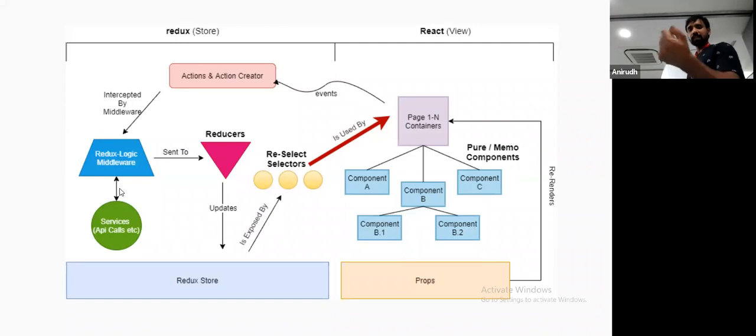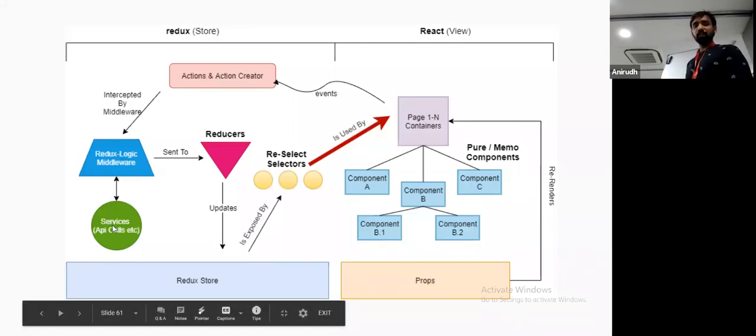So it has taken some good things from observables. It has taken good things from sagas, and it has created a new library around it. And it has a very small learning curve, so you can use that with Redux. So this middleware interacts with the services.